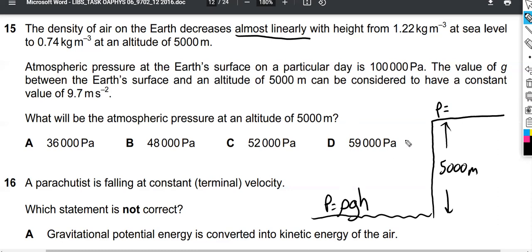In order to determine the pressure here, the strategy that students should have in mind is to subtract away the pressure due to all this air beneath your feet. Right? If you're standing on a 5-kilometer cliff, you're not feeling the pressure of all this air. Okay, so you're only feeling the pressure of the air above your head. That is critical to understand here.